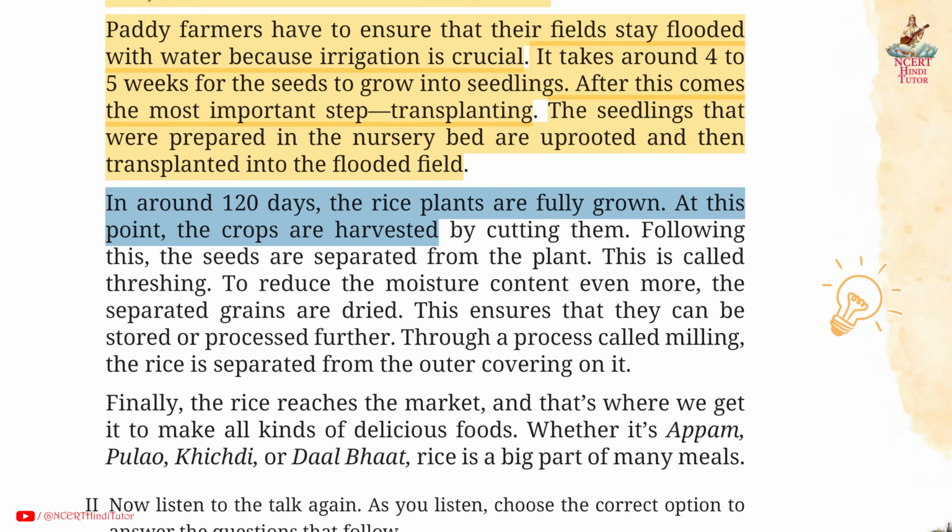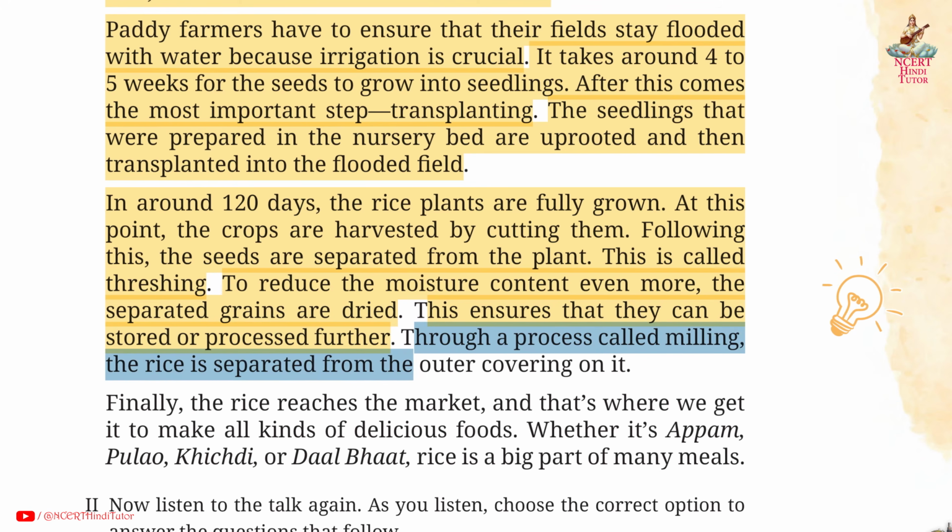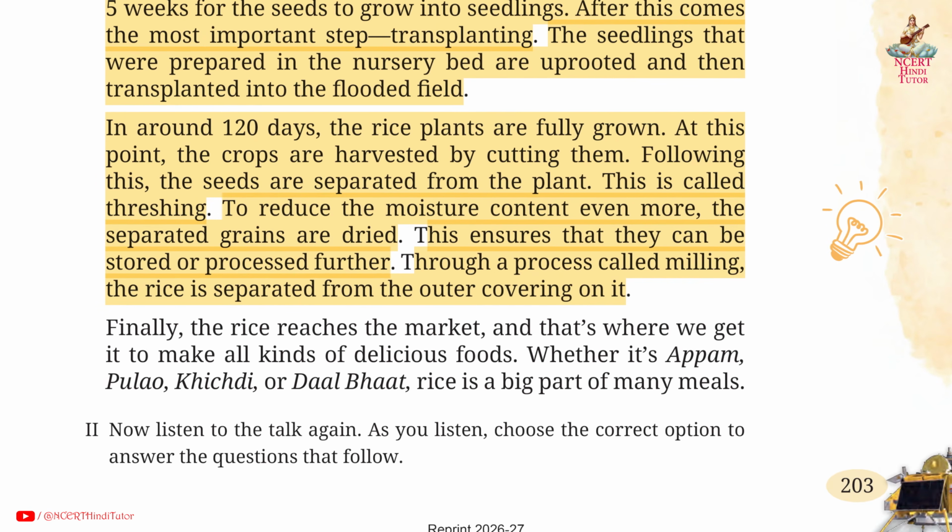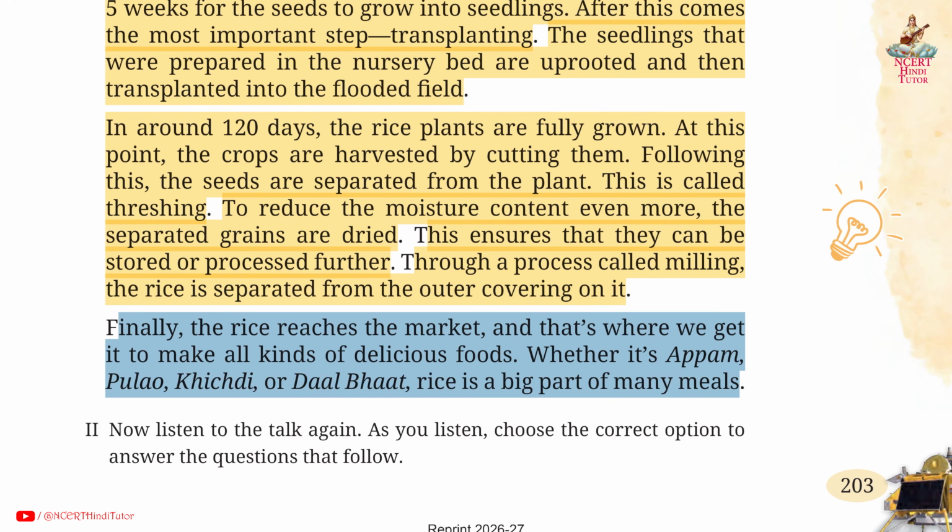At this point, the crops are harvested by cutting them. Following this, the seeds are separated from the plant. This is called threshing. To reduce the moisture content even more, the separated grains are dried. This ensures that they can be stored or processed further. Through a process called milling, the rice is separated from the outer covering on it. Finally, the rice reaches the market, and that's where we get it to make all kinds of delicious foods. Whether it's appam, pulao, khichdi, or dal bhat, rice is a big part of many meals.